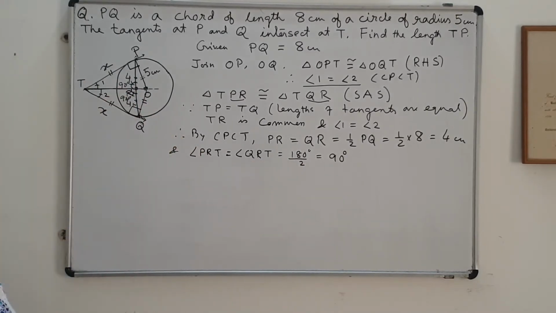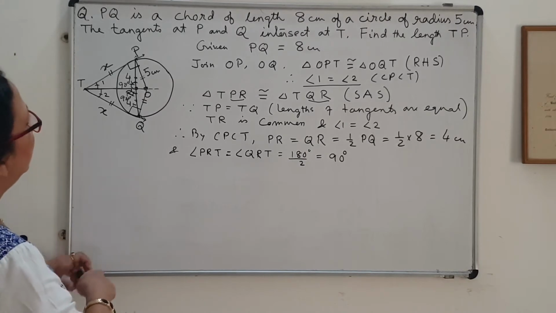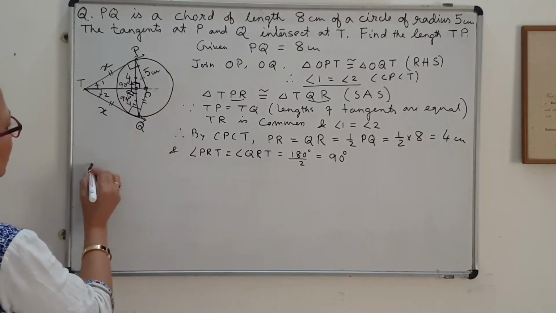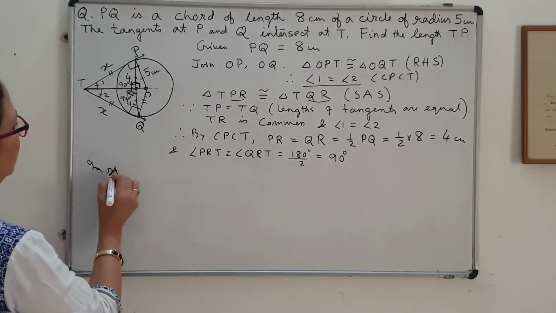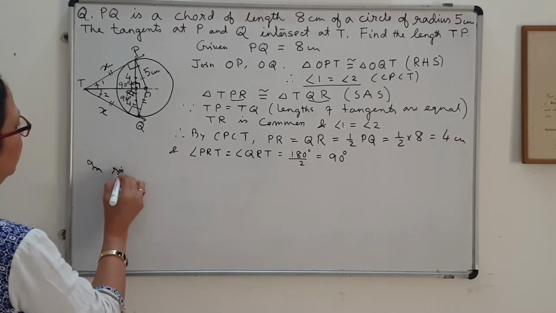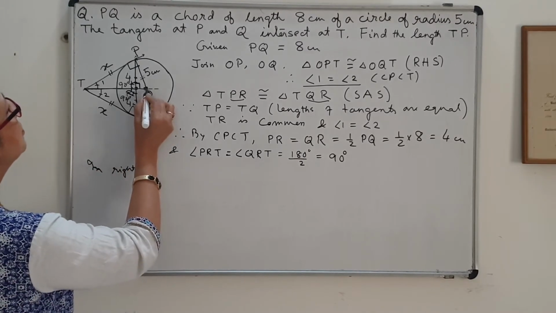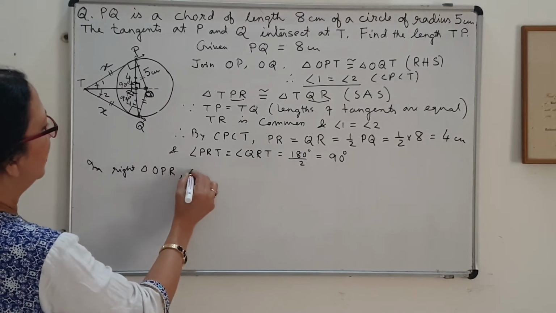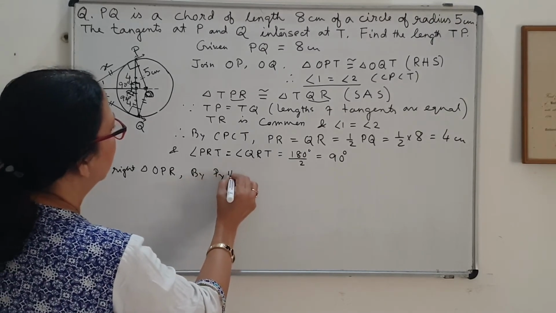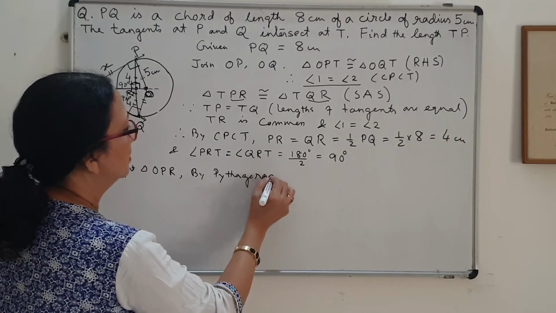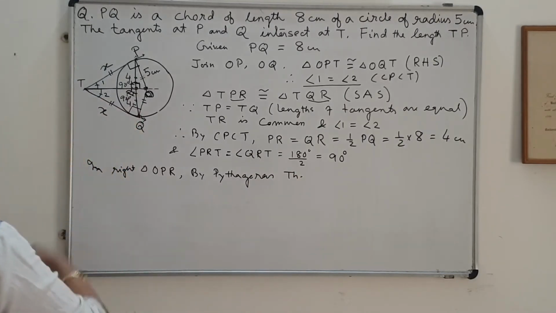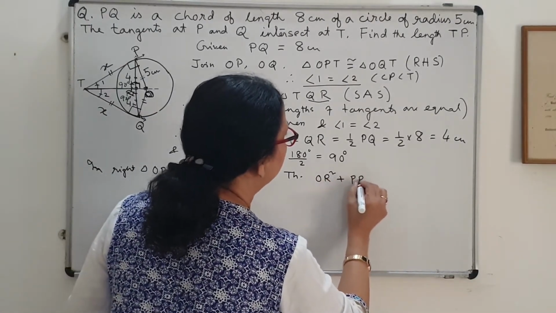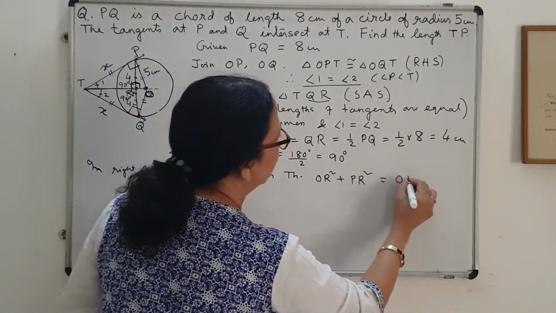Okay, so after that, now you look at this triangle. This is 90 degrees, this is 90. So in right triangle, this point is O, the center, OPR. By Pythagoras theorem, we can write OR square plus PR square is equal to OP square. Pythagoras theorem, is it not?